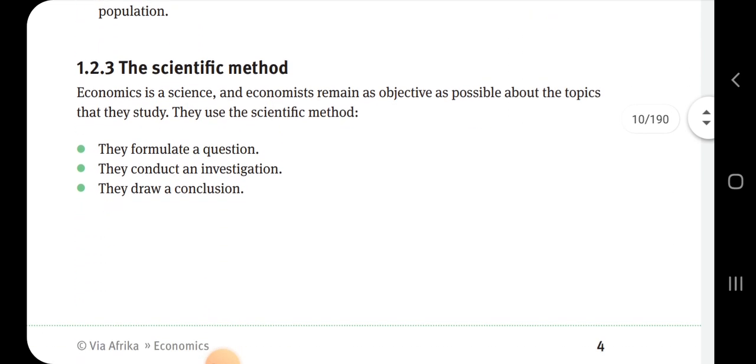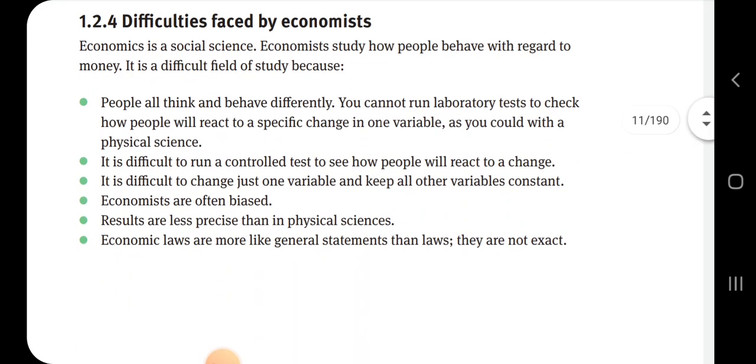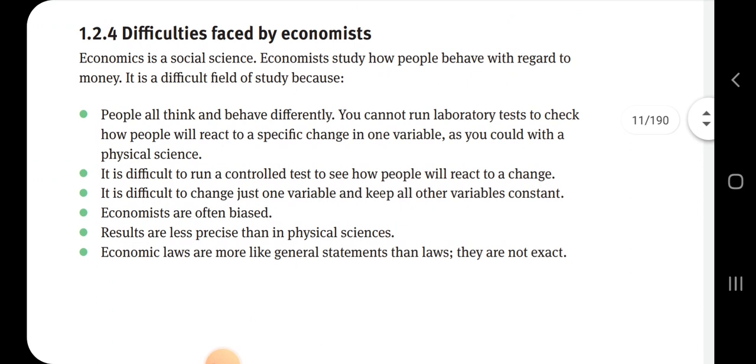And then we have the scientific method. When you're using the scientific method, you formulate a question, you conduct an investigation: you write the question down, you go and ask people, and then you look at their responses and draw a conclusion.